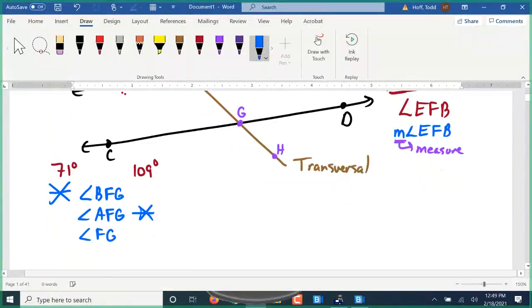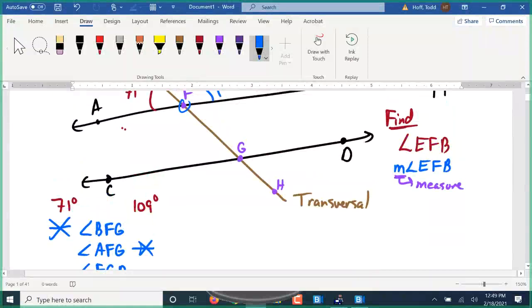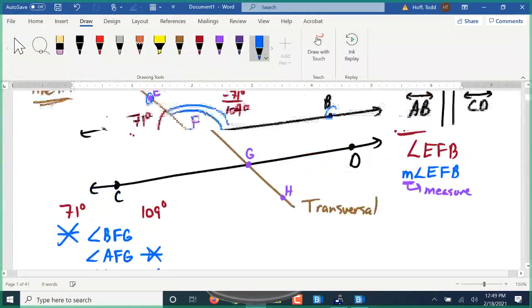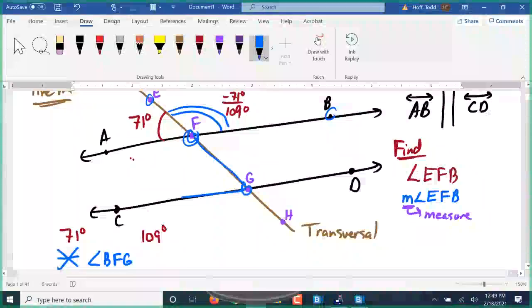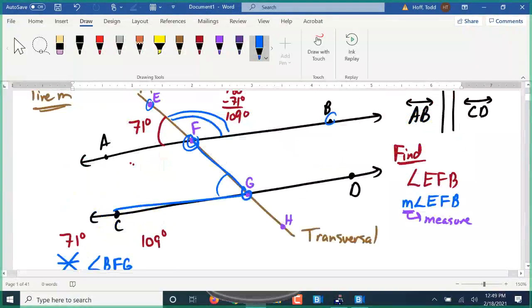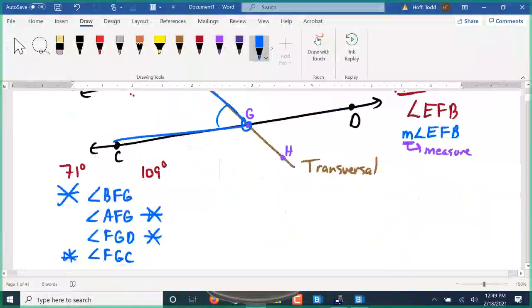Angle FGD. Oh, that one's also definitely 109. Angle FGC. FGC is that angle there. That's definitely a 71 degree. So you can see in a complicated figure like this, being able to name those angles makes it a little bit easier to locate them.